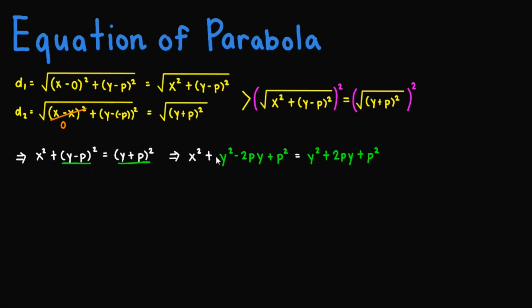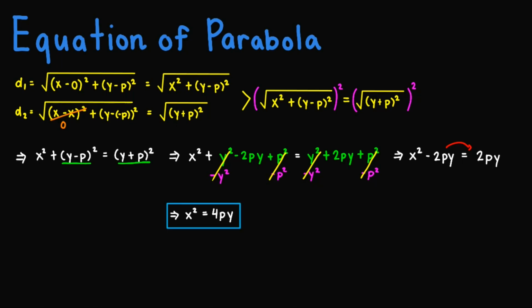In here, observe that we have y squared and y squared on both sides of the equation, as well as p squared. So we can subtract y squared and p squared from both sides to cancel these, and we'll be left with x squared minus 2py equals 2py. Move negative 2py, rather, to the right, and we get x squared equals 4py. This out here is already the simplified form of the equation of a parabola, to be specific, at vertex 0, 0. So this is something that you need to take note of. So essentially, this is the equation of a parabola.